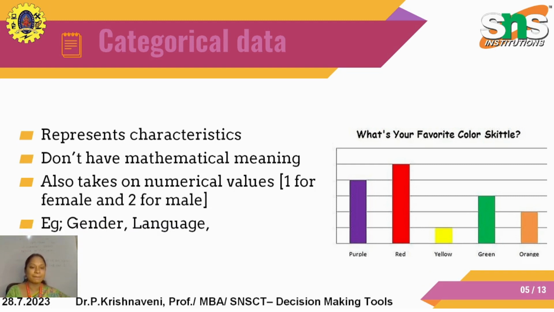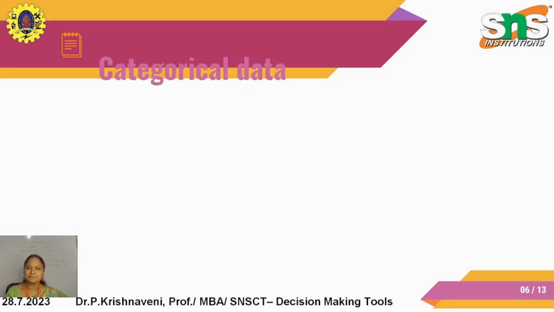Male, female, and language also, like English, Tamil, French, only help us to categorize things or preferences, but there is no specific mathematical meaning. It is not that this is better, this is worse, this is good, this is bad. There is no order in this. That type of data we call categorical data.